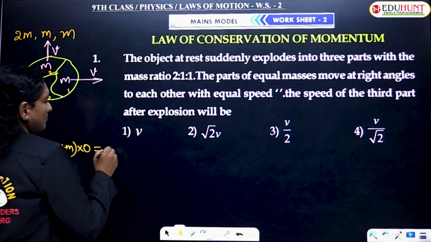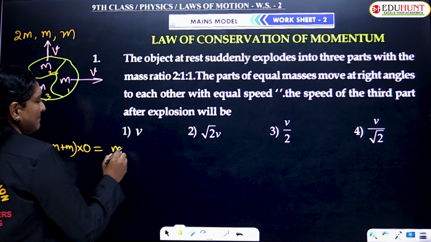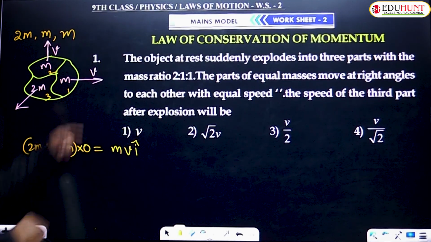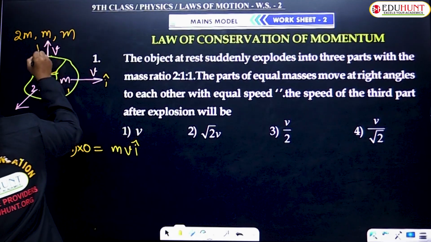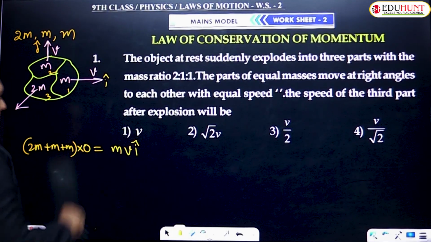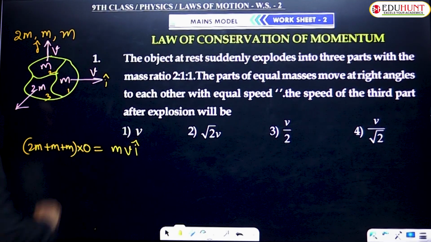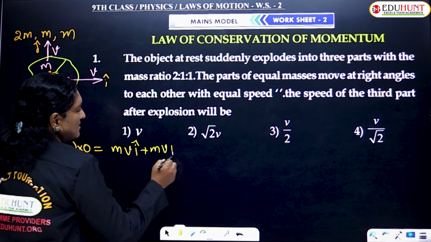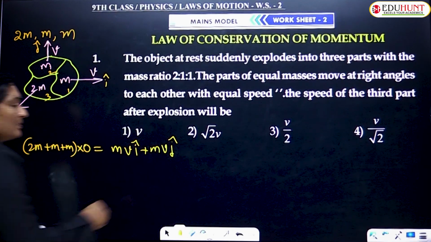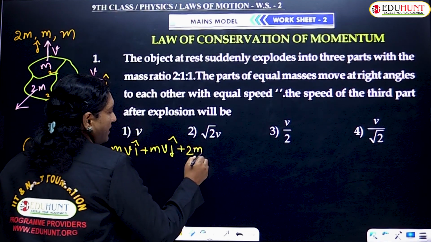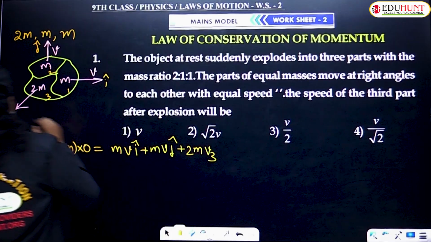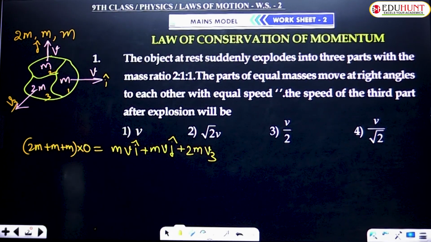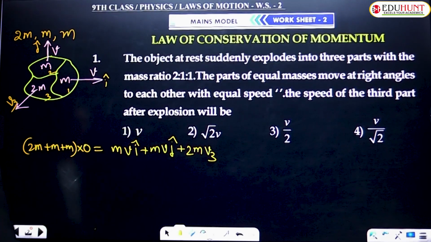The first body, having mass m, moves with speed v. Suppose it is along the positive x-axis, which we consider as i cap. The positive y-axis, let us indicate with j cap. So mv, mass into velocity, along i cap, and here mass into velocity along the direction indicated by j cap. Now the third body of mass 2m, whose velocity is unknown, let us indicate this velocity as v3. The direction we will represent later. So according to the given condition, we wrote this.